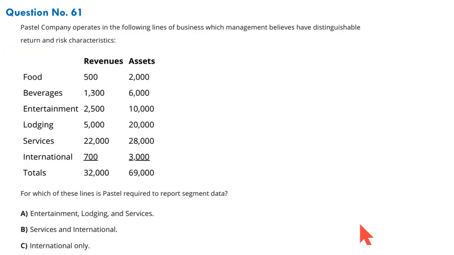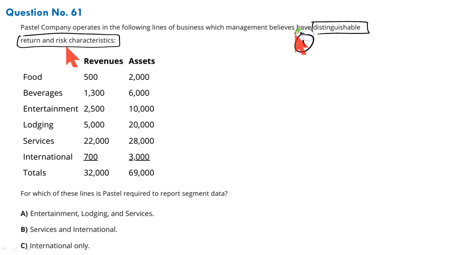Question number 61. Pastel Company operates the following lines of business, which management believes have distinguishable return and risk characteristics. Distinguishable risk and return characteristics. It's an important point, must be marked and noted. This is the first condition that has to be met as per US GAAP. The second condition is about assets, nothing to do with revenue. The assets of the division that has distinguishable return and risk characteristics should be at least 10.